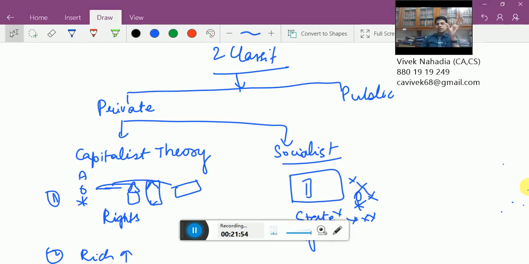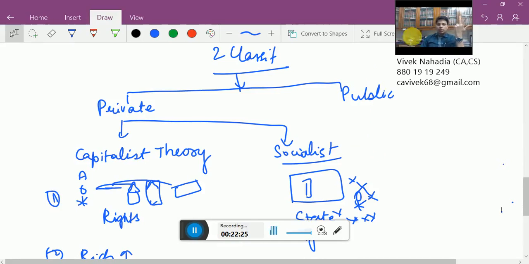But the main disadvantage of the capitalist theory is that the rich will become richer and the poor will remain poor. There is one more theory for the private property, which is the socialist theory. This says that the properties cannot be owned by individual persons. The entire property, whether the land, the buildings, the shops, the houses, everything, belongs to the ownership of the state. There are no individual ownerships.